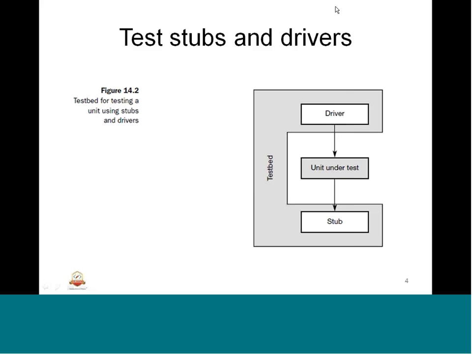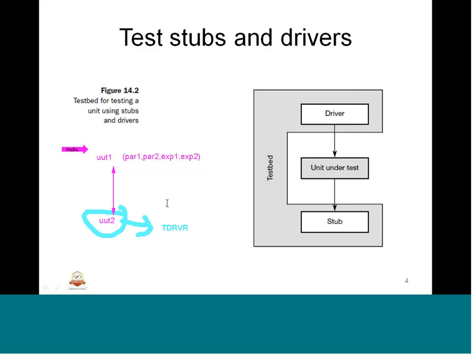So for example, we have a UUT1 and suppose we have a UUT2, and you want to test UUT1 with parameters such as parameter 1, parameter 2, and expected output such as expected output 1. UUT1 is going to get the data with the help of UUT2. So there is an interaction between these, and what we are going to do is replace this piece with the help of a test driver.